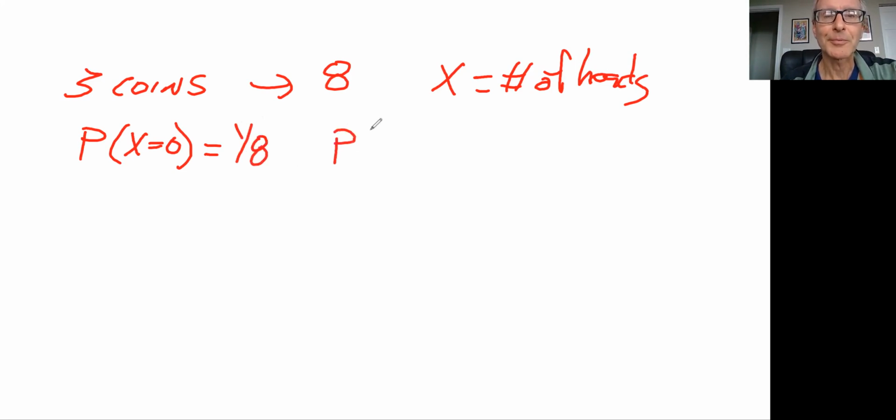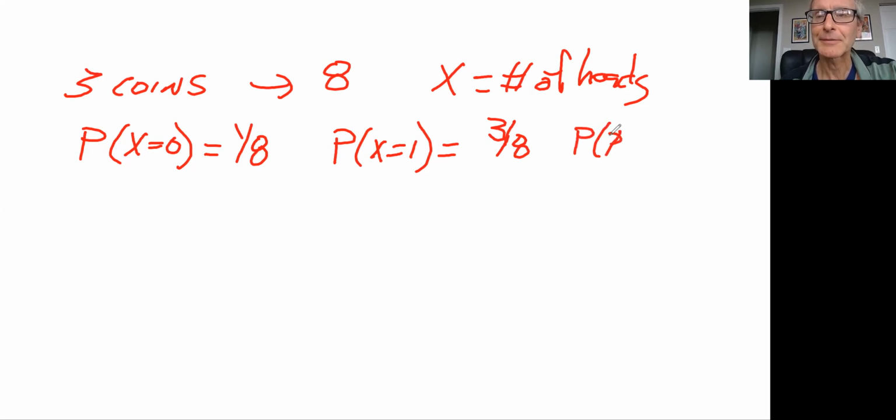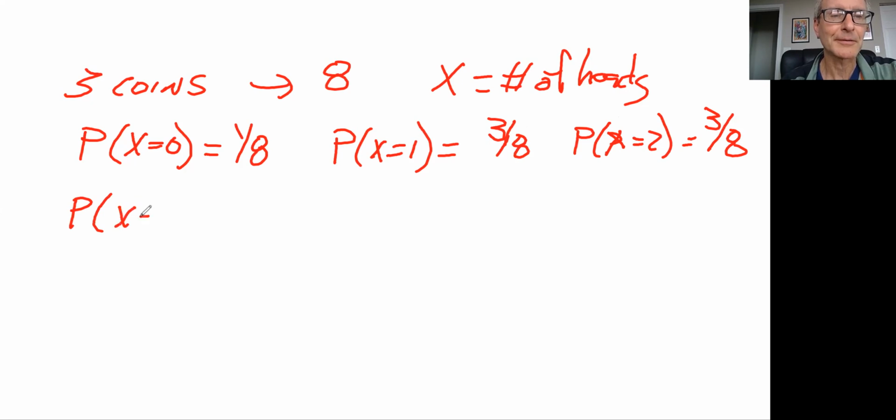So that would be the probability of 1 out of 8. What would be the probability of X equal 1 head? When you list those all out, you would realize that it would be 3 out of 8. And then the probability of getting 2 heads, X equals 2, would also be 3 out of 8. And the last thing is, what is the probability of getting all 3 heads? And that is, again, 1 out of 8.